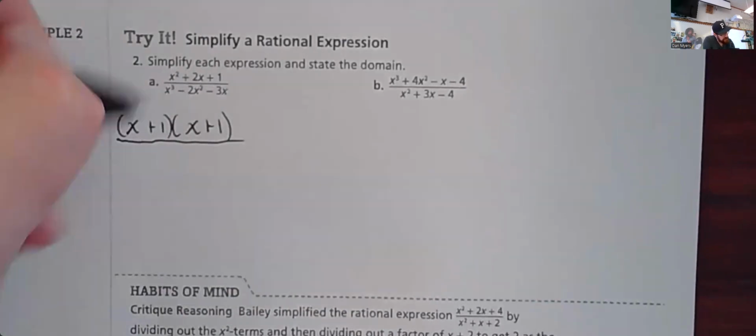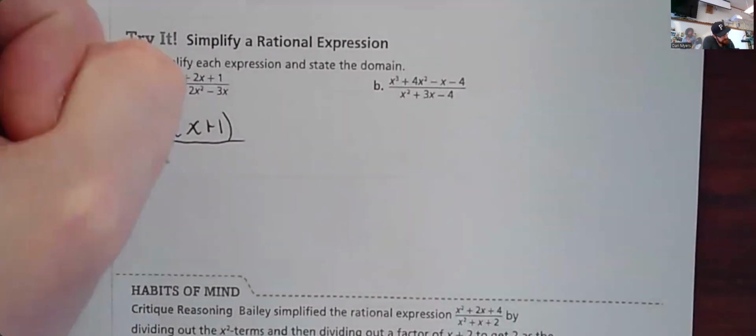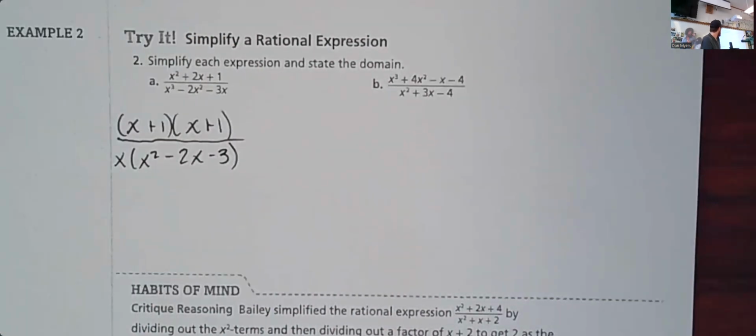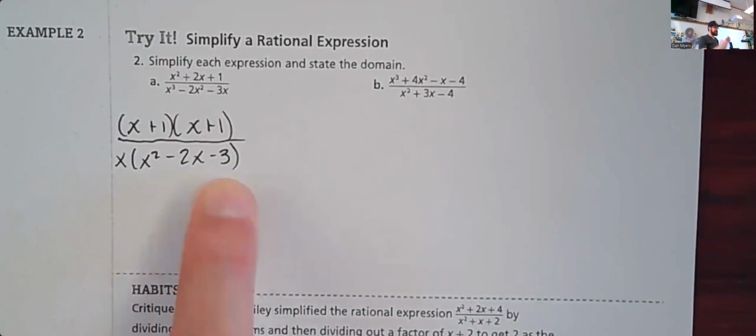X, okay. So that'll be x times x squared minus 2x minus 3. So right away, we know that x cannot equal 0 because that x is by itself. So x can't equal 0. That's one of the values of the domain that does not work. X equals 0 does not work. We still have to finish factoring this trinomial.